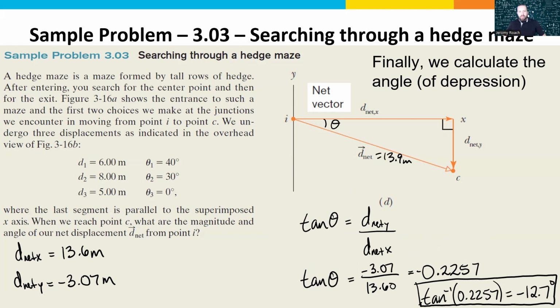All right, it says, what's the magnitude and angle? So we found the magnitude is 13.9 meters from point I to point C. Now we just have to find the angle, and that's not too bad to do. For the angle, tangent is opposite over adjacent. So the opposite of theta is d net y, adjacent is d net x. So it's d net y over d net x. We're just plugging those numbers in. D net y is negative 3.07. D net x is 13.6.